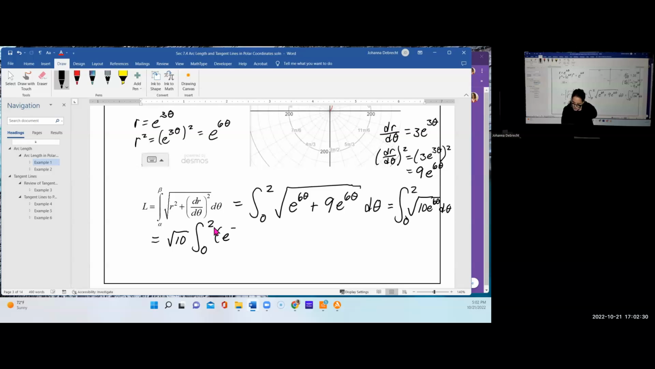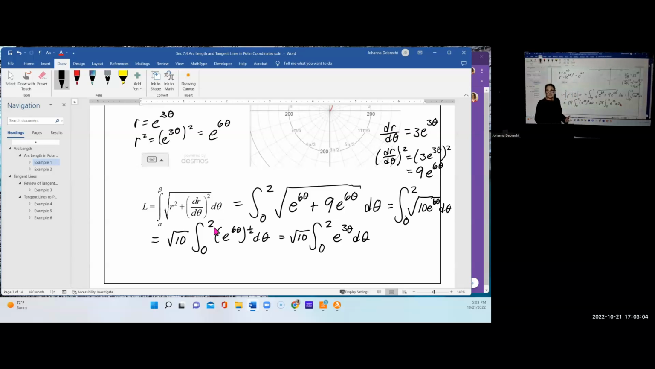And I'm going to think of the square root of e to the, I'm thinking ahead. Okay, so this gives me e to the 6 theta to the 1/2 power, d theta. I'm thinking of the square root as the 1/2 power, and half of 6 theta gets me back to 3 theta. So the final integral that I have to work with is radical 10, the integral from theta equals 0 to theta equals 2, e to the 3 theta d theta.